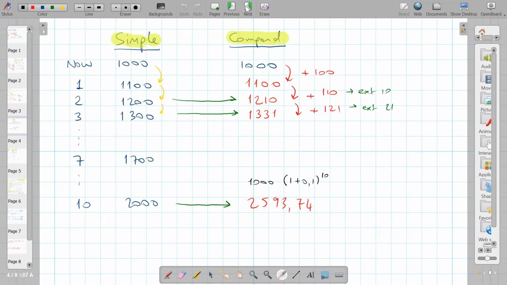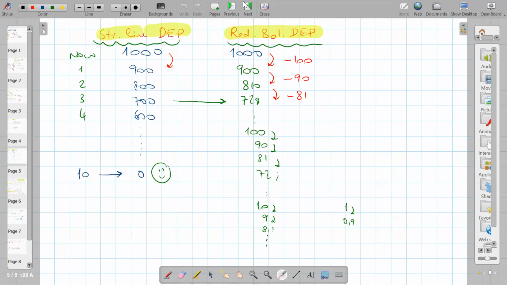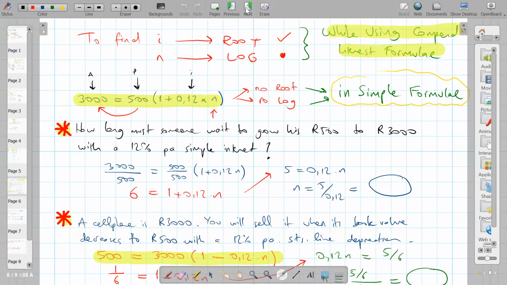So simple interest, compound interest, how they increase, we gave this example. And similarly, straight line depreciation, reducing balance depreciation, how they decrease, we gave that example as well. Then in terms of finding I and N, they are kind of more complicated. Now, in the case of straight line or simple interest conditions, that is kind of easy.